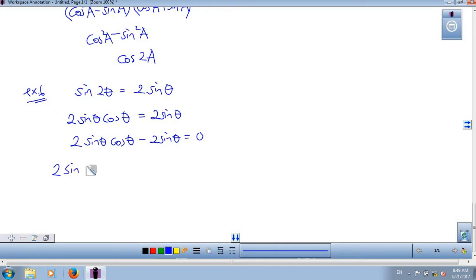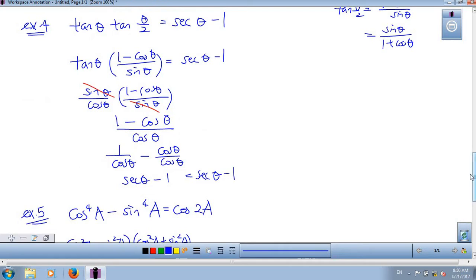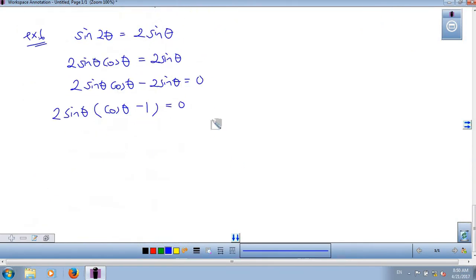So let's factor out the 2 sine theta. This will become 2 sine theta times cosine theta minus 1 equal to 0. So that was a big key here. We don't want to cancel out the 2 sine theta on both sides, otherwise you will lose a solution. The correct approach is to move the 2 sine theta to the same side and then use factoring to solve this. We always want to use factoring, because factoring will help us get all the possible answers.